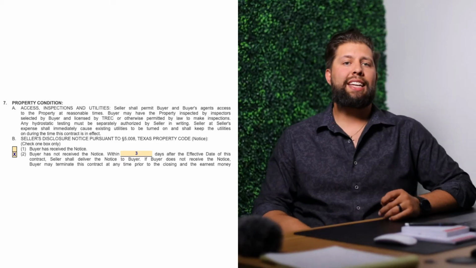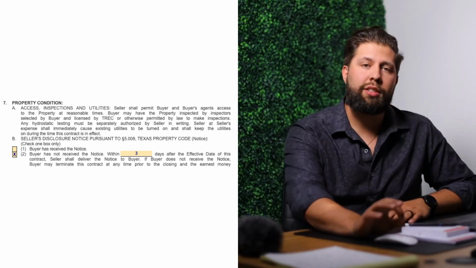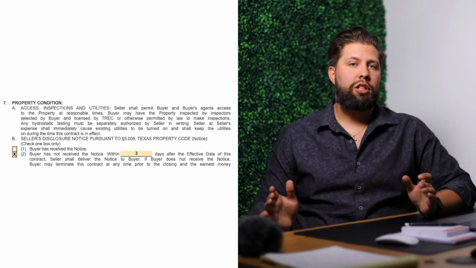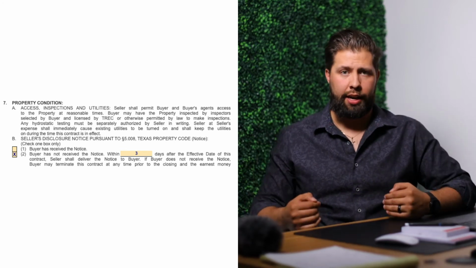Okay, so next let's jump down to paragraph 7. This is the property condition section of the contract. And with this, we're going to drop down to subsection B and explain what this means. So you'll have your seller's disclosure notice. Now, of course, we're on the buying side here. The seller is going to provide a seller's disclosure notice.